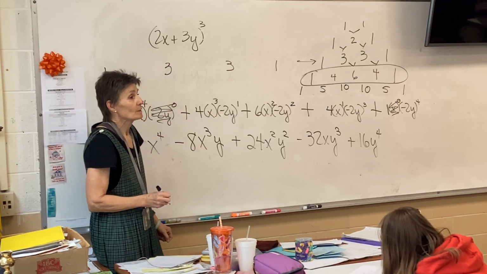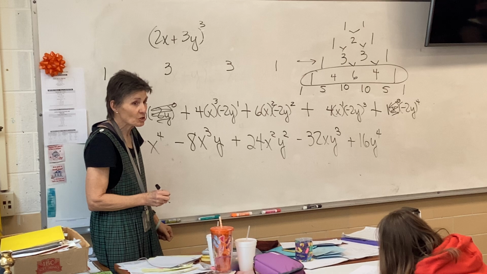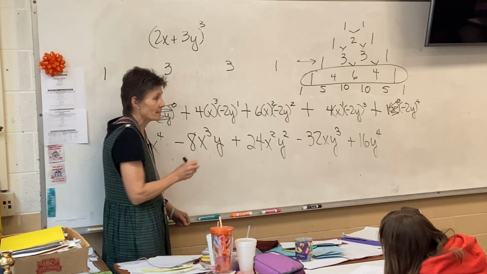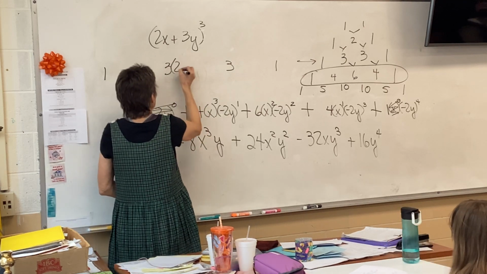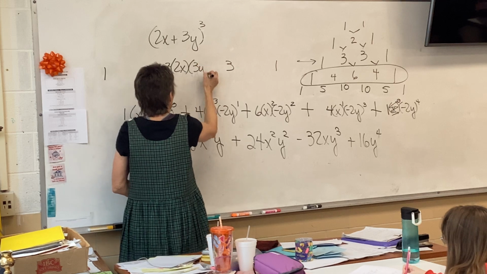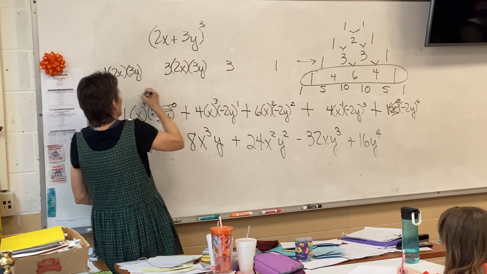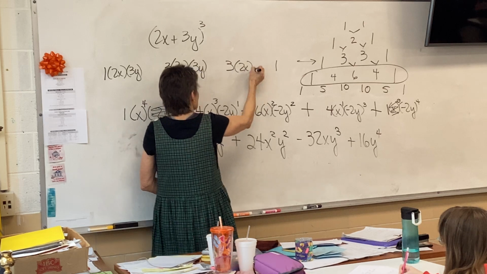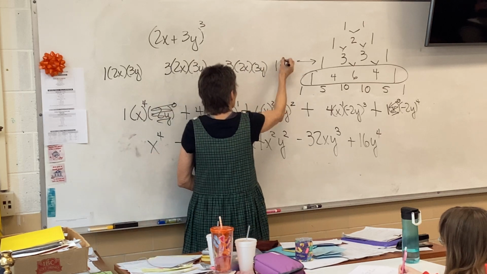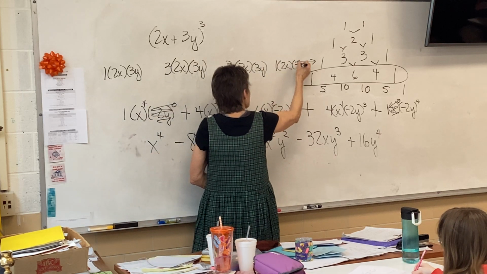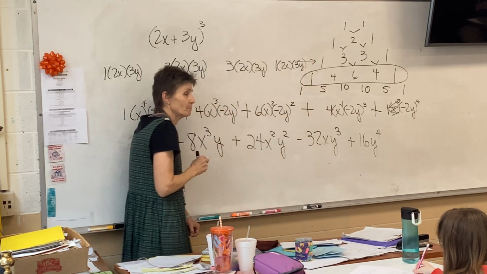Now, write down the numbers first. Next to each of the numbers, what are you going to write? 2x and 3y. Put them in parentheses. They are being multiplied. 2x and 3y are being multiplied.